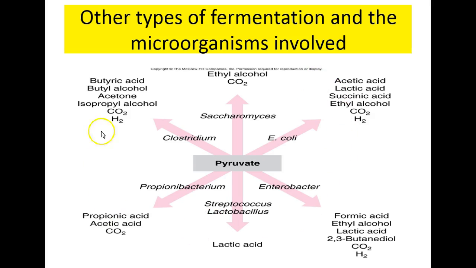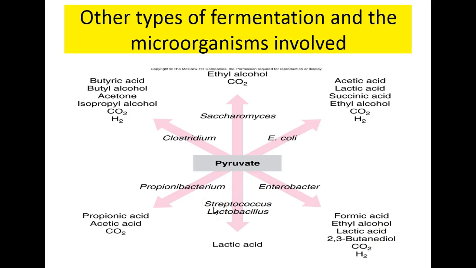There are many different types of fermentation. In general, bacterial fermentation produces acids. For example, E. coli fermentation produces a mixture of acids, acetic acid, lactic acid, succinic acid, and some alcohol. On the other hand, another bacteria called Enterobacter produces a mixture of acids plus an alcohol called butanediol. We call this type of fermentation butanediol fermentation.